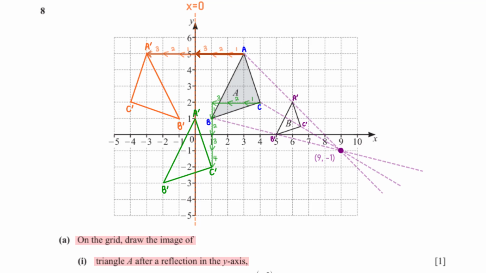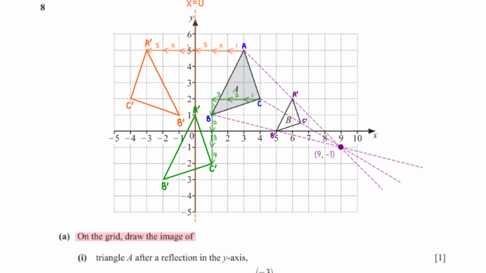we also need to move 3 units to the left from the line of reflection to pin the new position of point A. We need to repeat the same process for points B and C on the triangle as well. When we are done, we are able to map out the reflected image of triangle A.